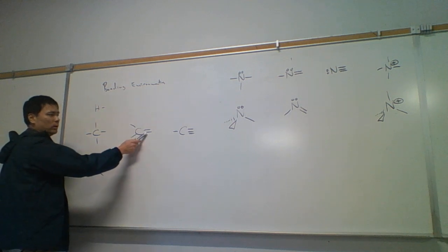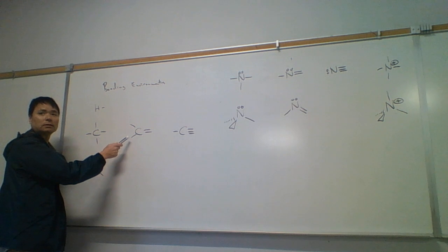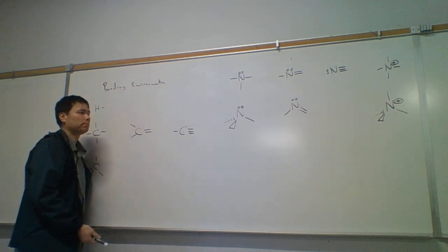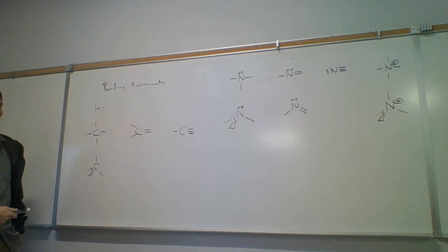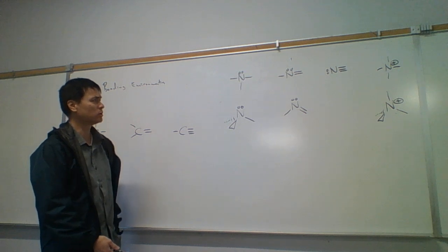It could be 1 double and 2 singles. This would be a trigonal planar arrangement here. Or it could be a triple and a single. There are others, but the others you don't get to until organic chemistry. That is, ones with a formal charge.